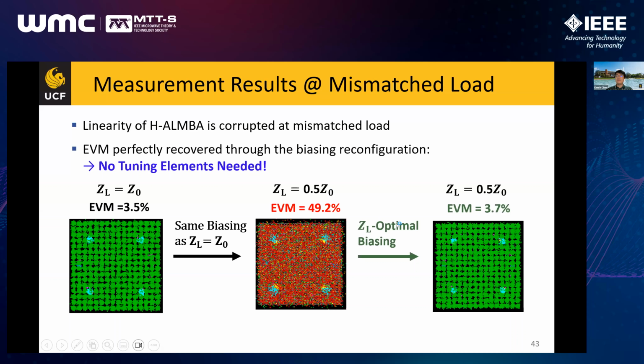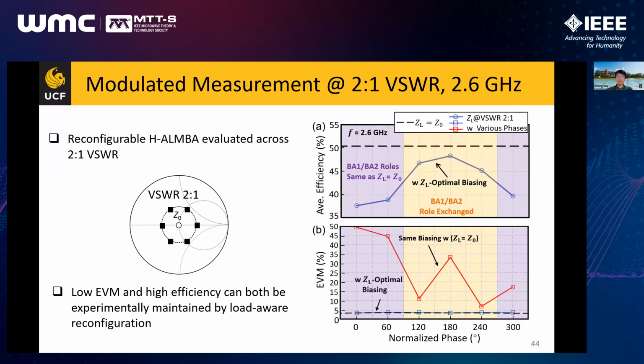And then we demonstrated that with the optimal reconfiguration of the bias voltages, the VDD of the CA and the BA1 and BA2 gate biasing, we were able to recover the EVM of the transmission under this load mismatch. And in this reconfiguration, we do not need any extra tuning element, just the tuning of the bias voltages of those 3 amplifiers. And this can minimize the complexity in real-world implementation.